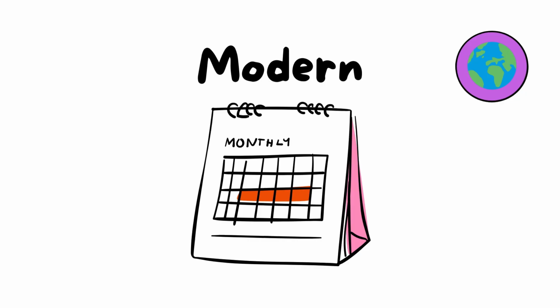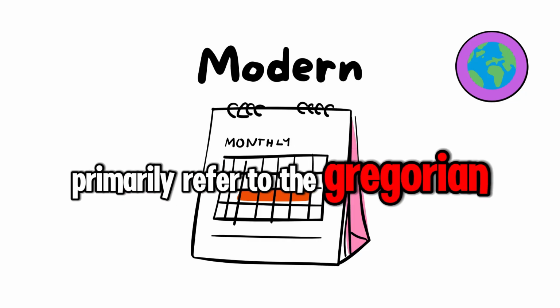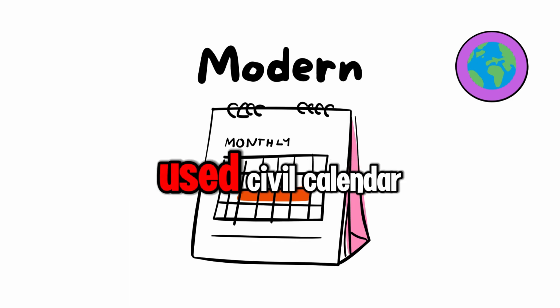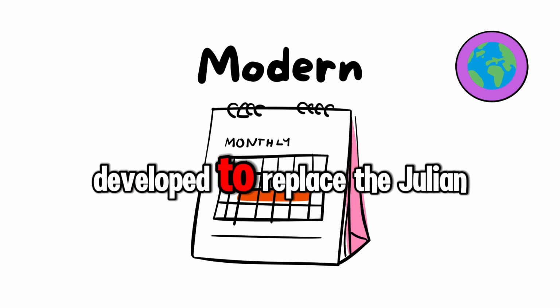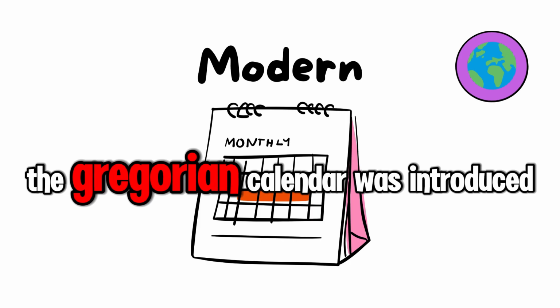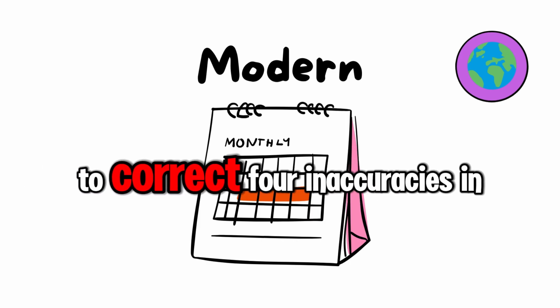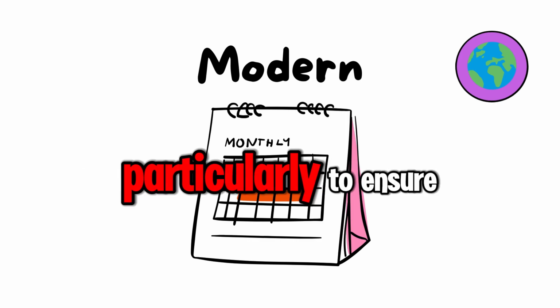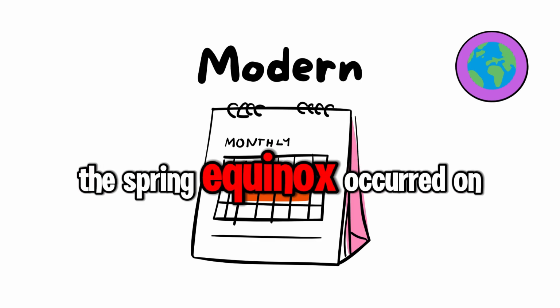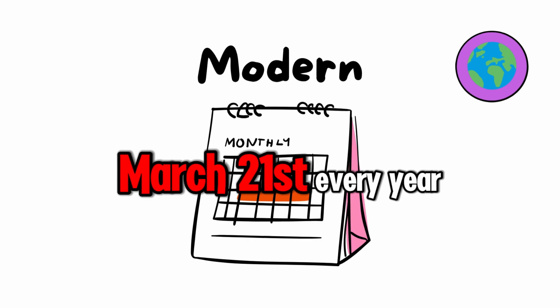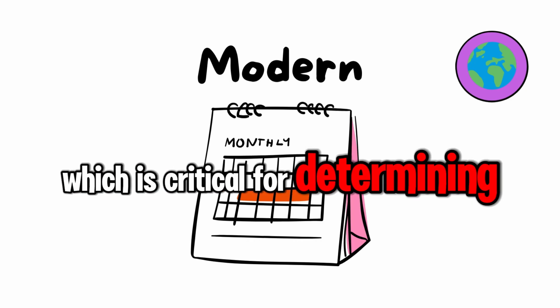Modern calendars. Modern calendars primarily refer to the Gregorian calendar, which is the most widely used civil calendar in the world today. Developed to replace the Julian calendar, the Gregorian calendar was introduced by Pope Gregory XIII in 1582 to correct for inaccuracies in the older system, particularly to ensure the spring equinox occurred on approximately March 21st every year, which is critical for determining the date of Easter.